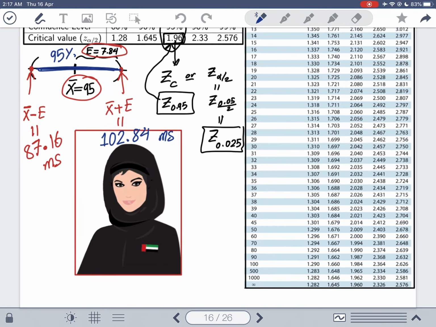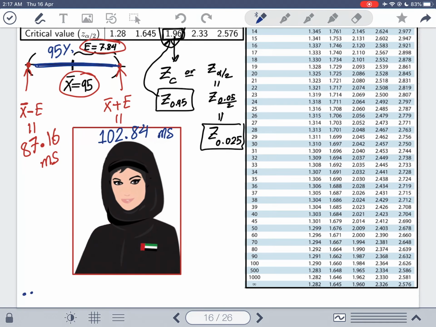So the last thing to do is just write it down. I'll write it under Alunud. So you can say, therefore, our 95% confidence interval, CI, which is used in all textbooks as the abbreviation, is, and you open parentheses, put the 87.16, the lower confidence limit, and comma, the upper confidence limit, which is 102.84. And this is our final answer.